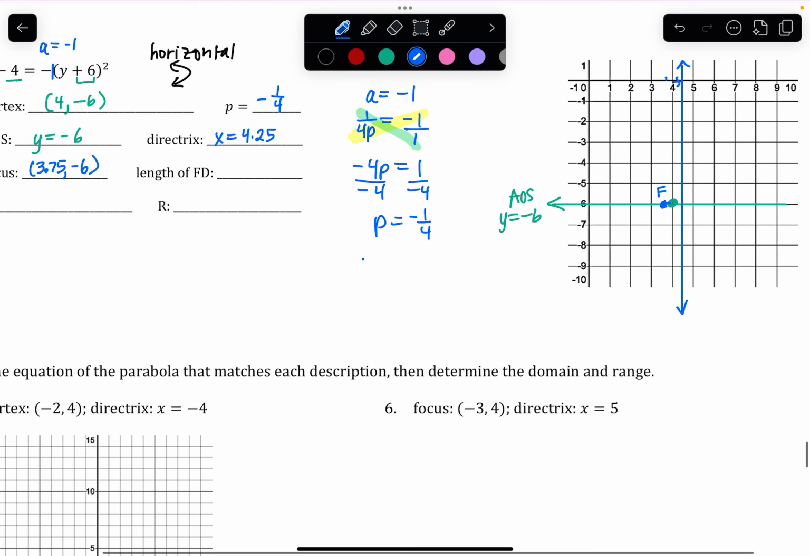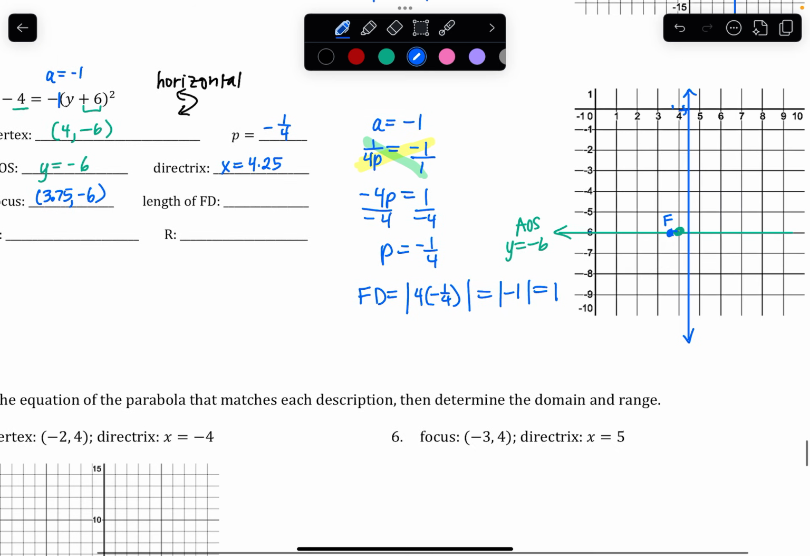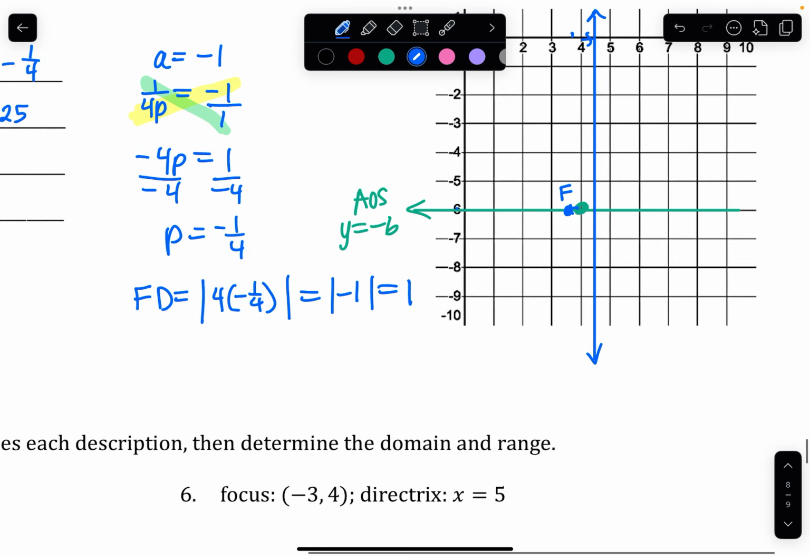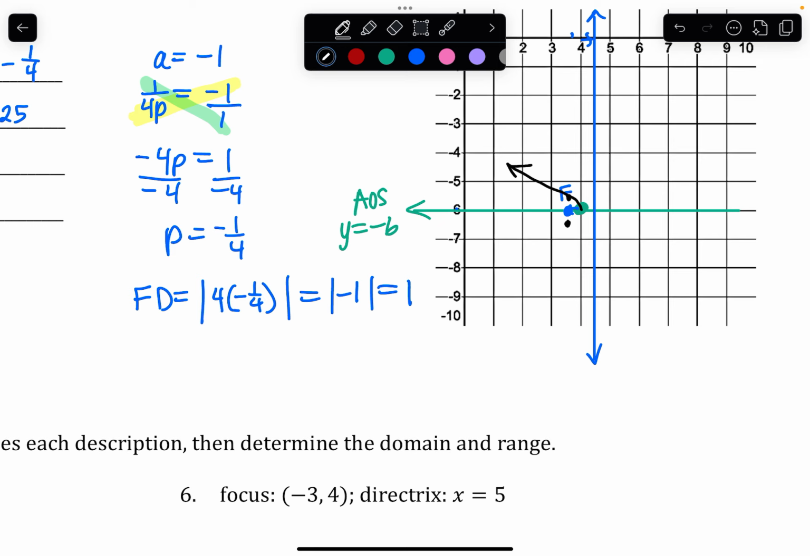Now, for the length of the focal diameter, we do the absolute value of 4p, which is -1/4. So we get a -1, which would be +1. And so that means, since our diameter is 1, each radius is 1/2. So go up 1/2, go down 1/2, and we can go through those points to make our parabola.